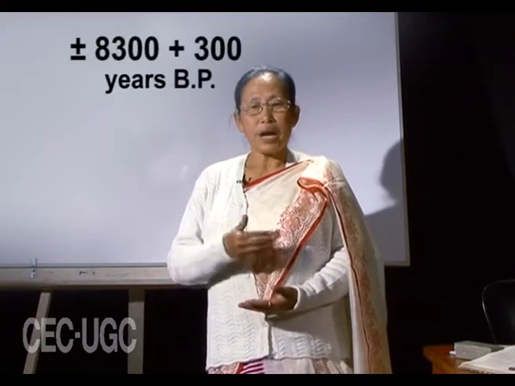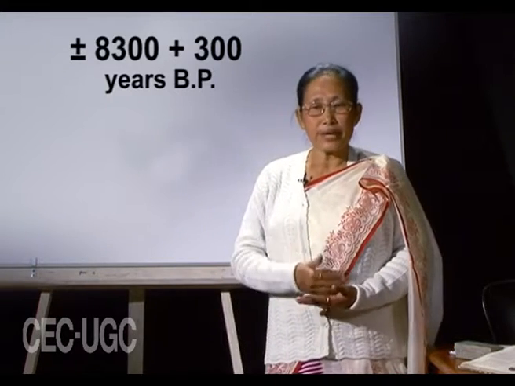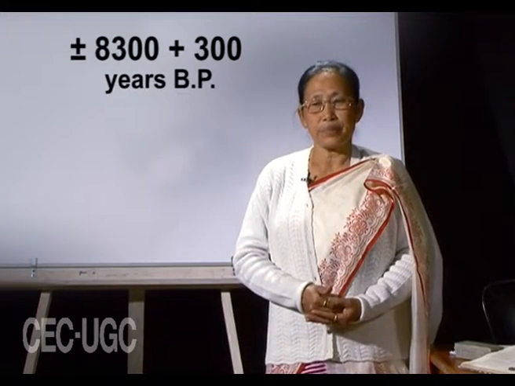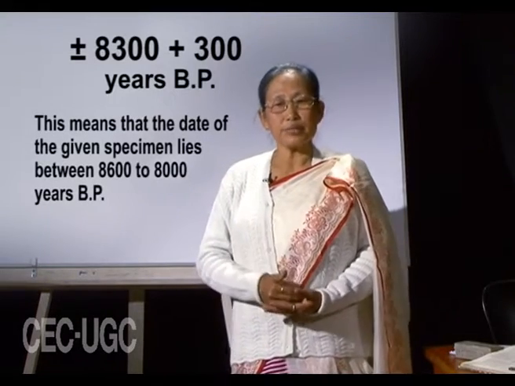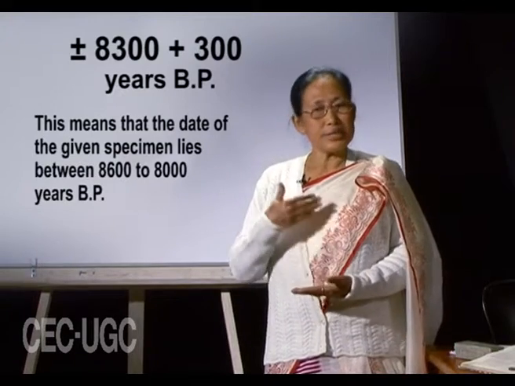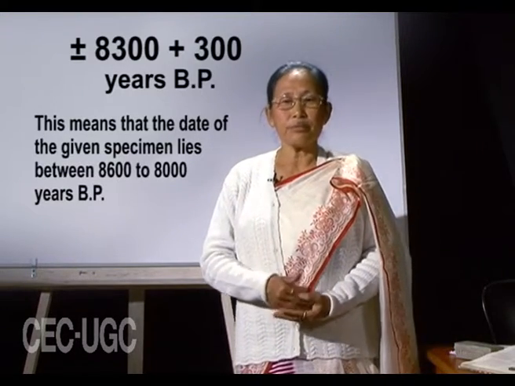Thus, a typical C14 date might read 8,300 plus or minus 300 years BP. This means that the date of the given specimen lies between 8,600 to 8,000 years before present. Using the radiocarbon method as a source of objective information, archaeologists are able to build stone age chronologies as well as establish the primary chronocultural boundaries.